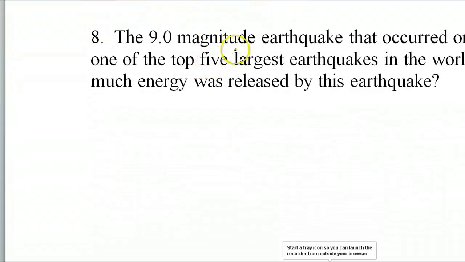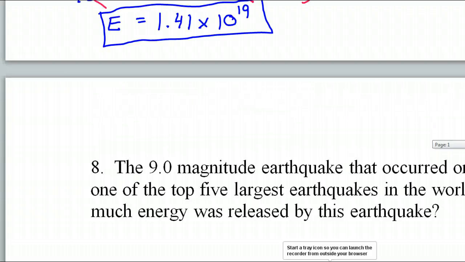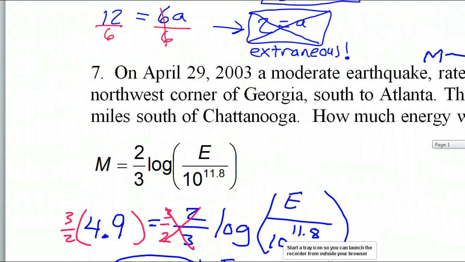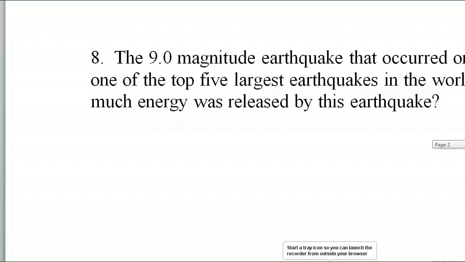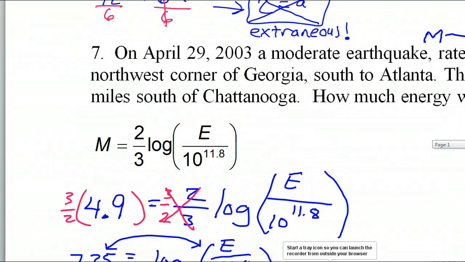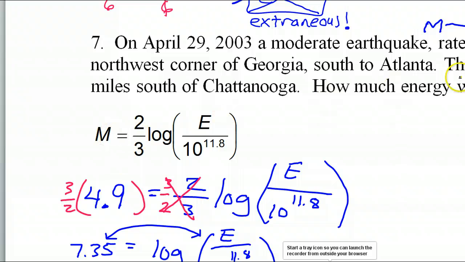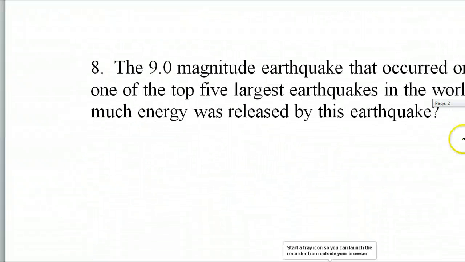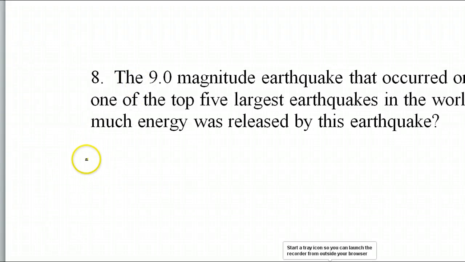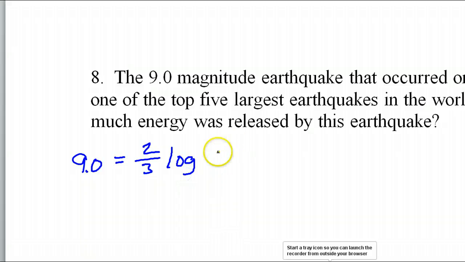Number 8, the magnitude of another earthquake. So, once again, we're still dealing with the same Richter scale formula, which is this. So hold that in your mind. And we're told that it's a 9.0 magnitude. So once again, that's going to go where the M is. So 9.0 is equal to 2/3 log E over 10 to the 11.8.